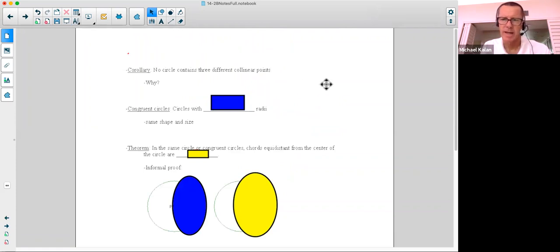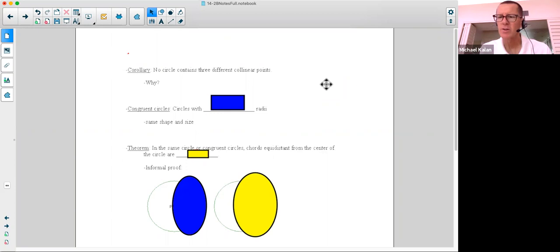Corollary, no circle contains 3 different collinear points. Why is that? Why no 3 different collinear points? Yeah, it's a circle, right? How in the world is that possible, right? How could you have, if the most points a line can intersect a circle in is 2, how could you have 3 that are collinear? Impossible. Okay.